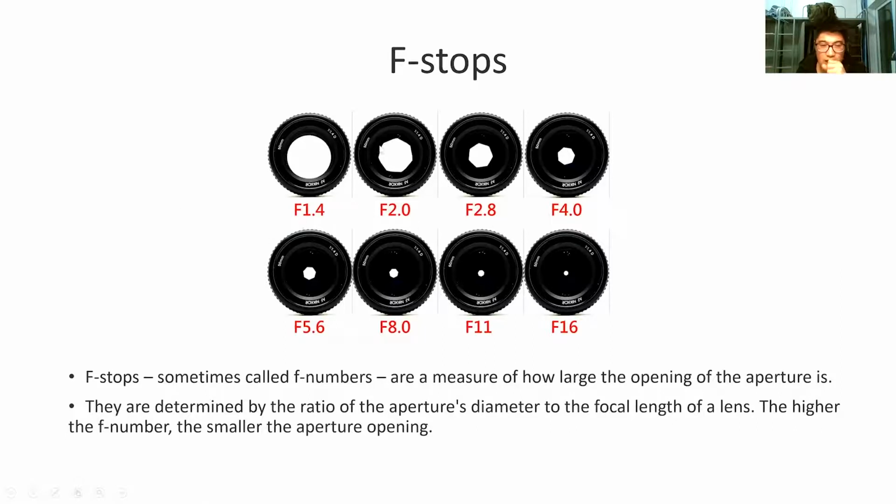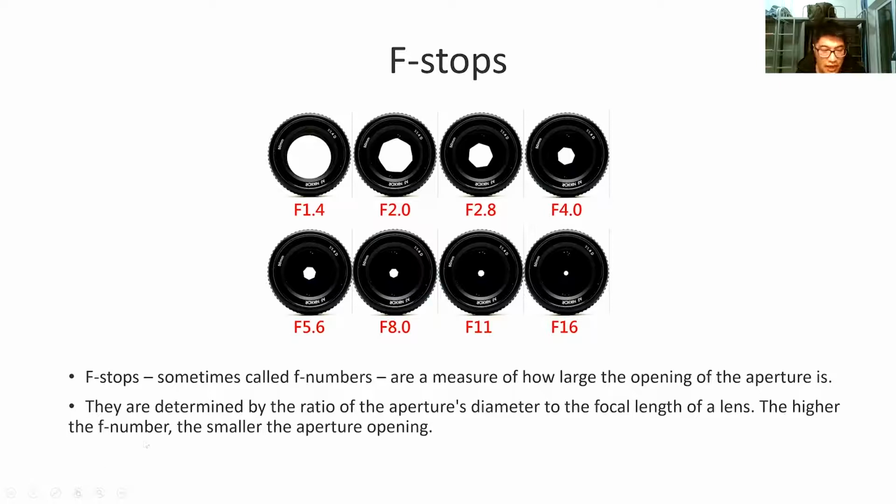What this means: f-stops, sometimes called f-numbers, are a measure of how large the opening of the aperture is. This shows how large the opening of your aperture is. So they are determined by the ratio of the aperture's diameter to the focal length of a lens. This isn't a matter at all, so we don't need to know this.